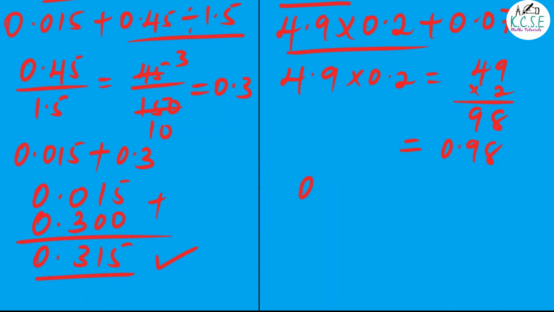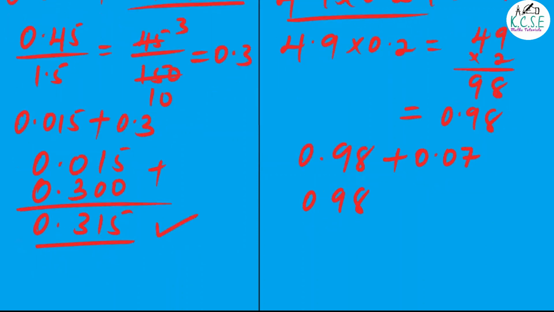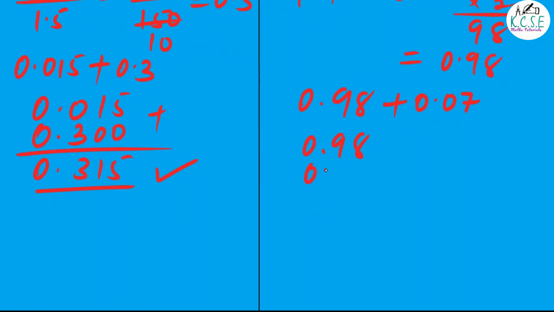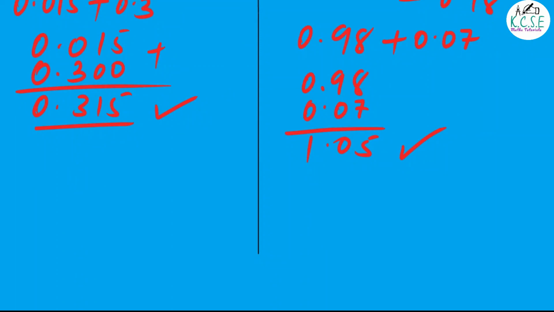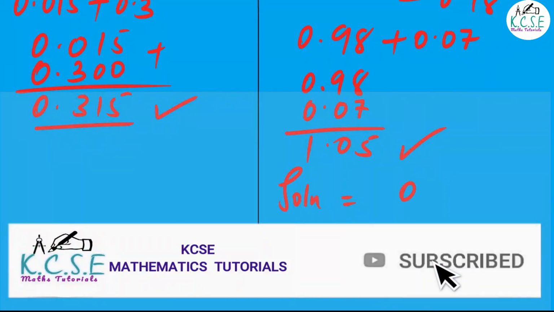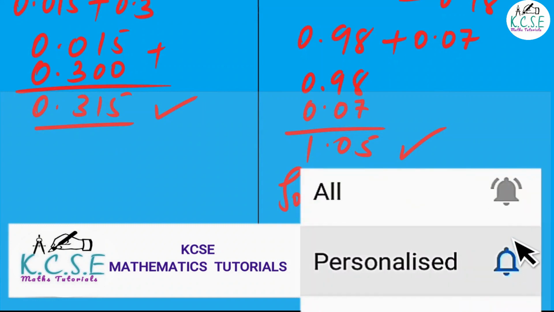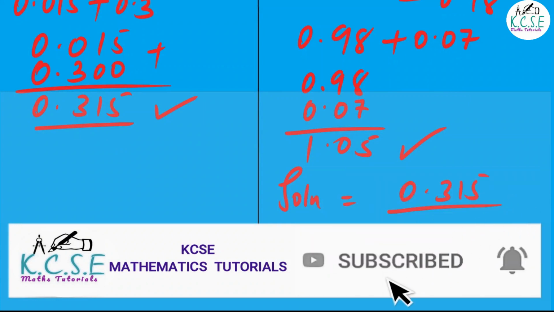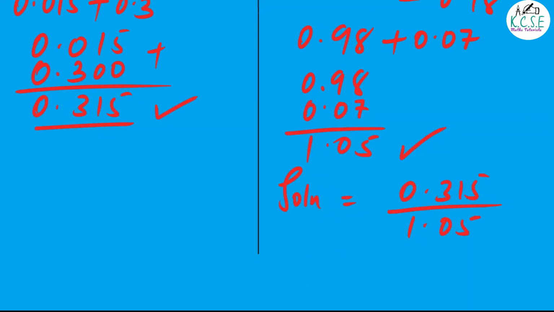So now we have 0.98 plus 0.07. We add these, 0.98 plus 0.07. This gives 1.05. So this is the solution, the denominator. Now let's go to the final solution. This would be the numerator, which was 0.315, divided by the denominator, which is 1.05.